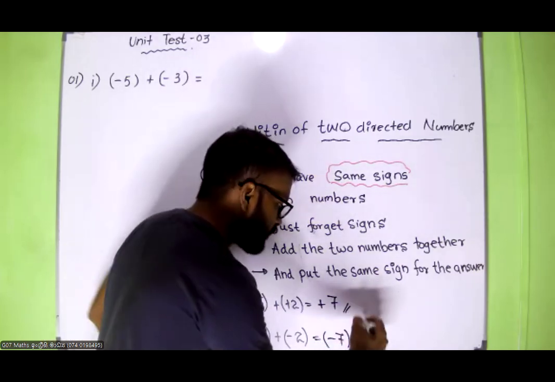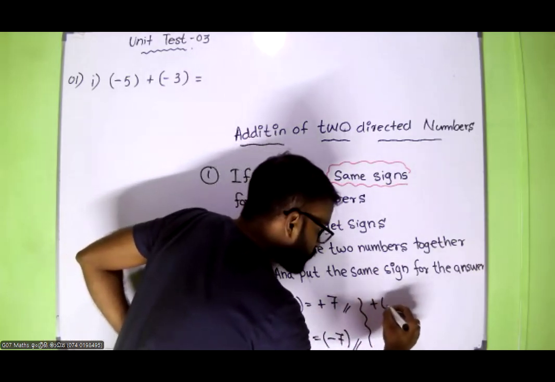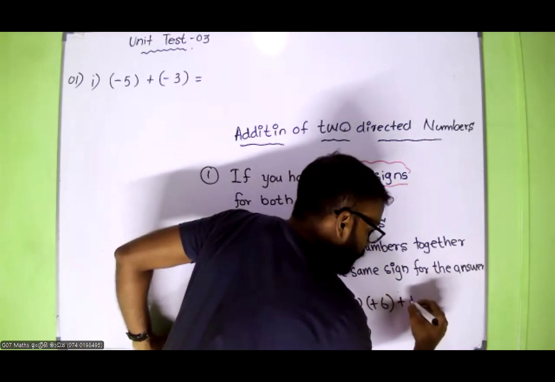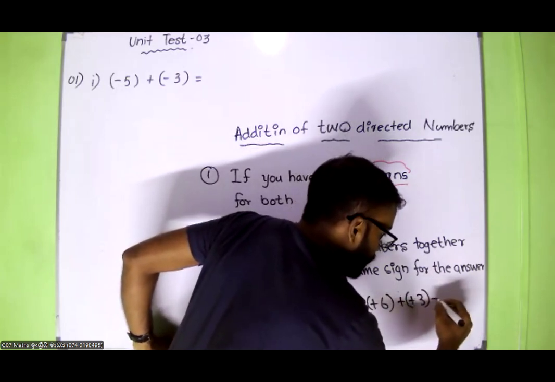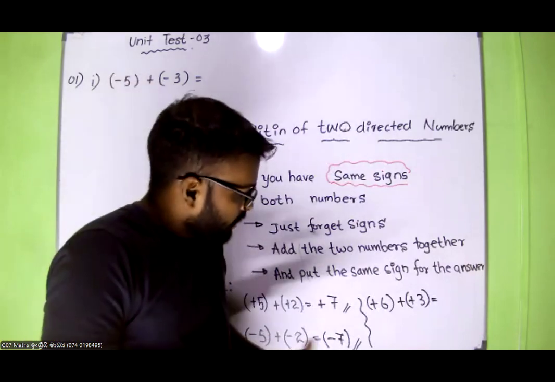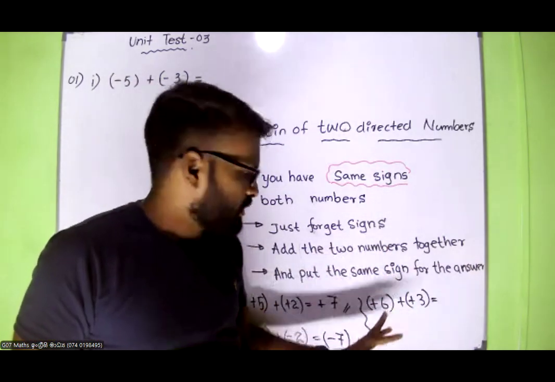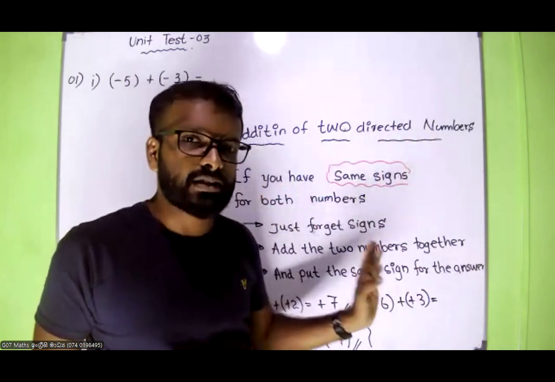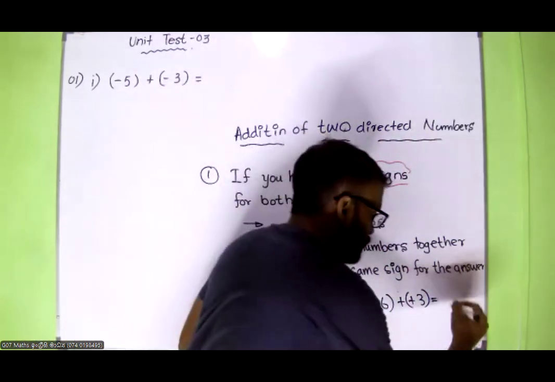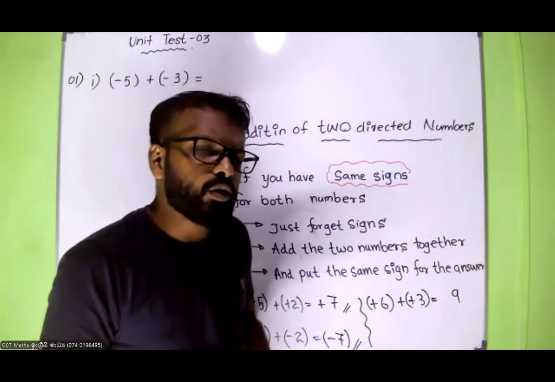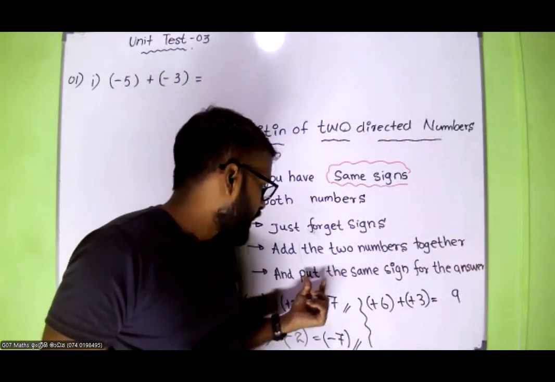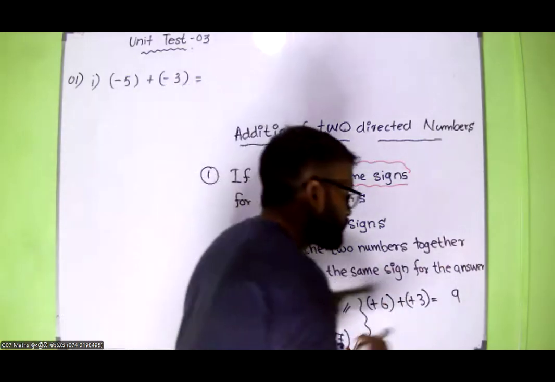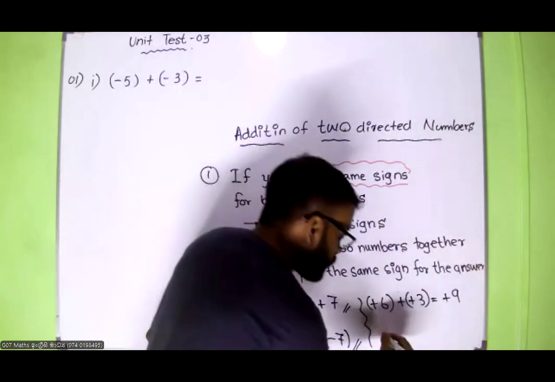So let's do another: positive 6 plus positive 3. I am going to add directed numbers. Same sign, so forget the signs. 6 plus 3, 9. And how am I going to decide the sign? Put the same sign for the answer. What is the sign? Positive. So my answer should be positive. So I will do another one.